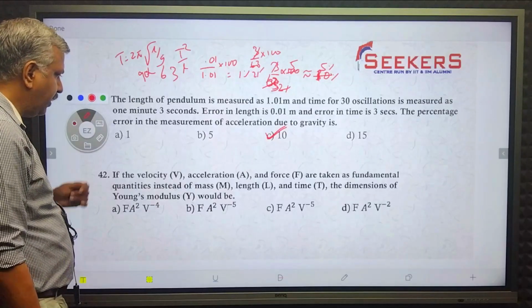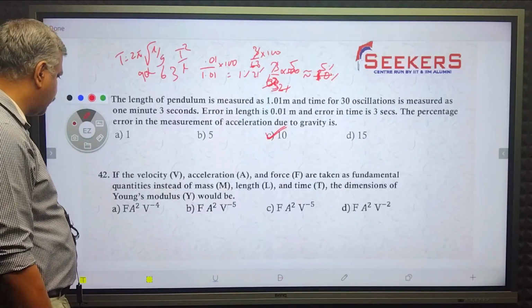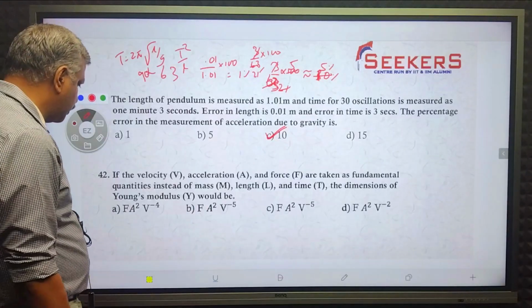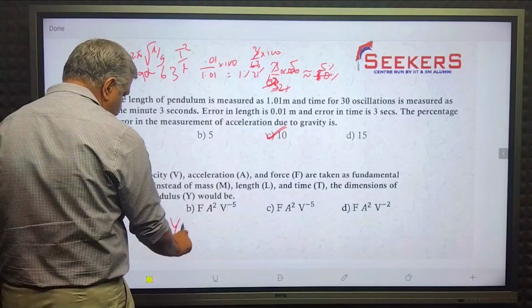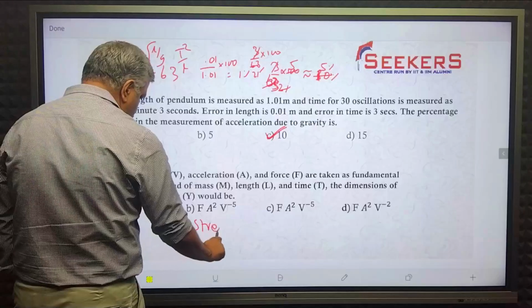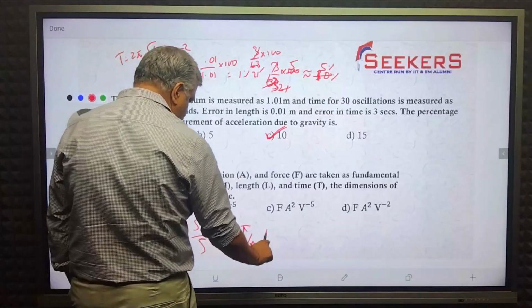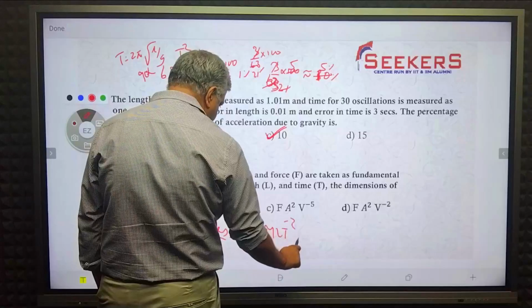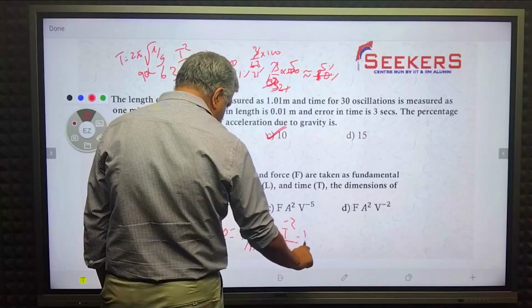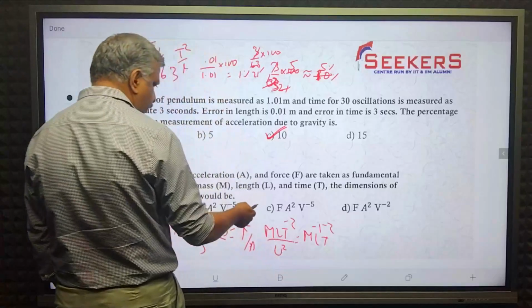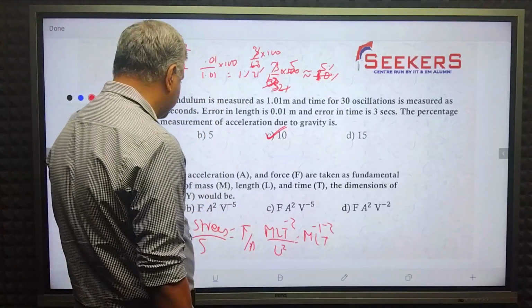If the velocity v, acceleration a and force are taken as fundamental quantities instead of this, what will be the dimensions of Young's modulus? Young's modulus Y is equal to stress by strain. Stress is force upon area. That means it is M L T power minus 2 divided by L squared. So that is M L power minus 1 T power minus 2. So now whatever we do, we have to get the same dimensions.